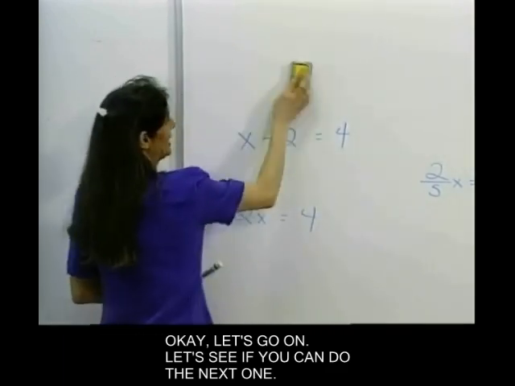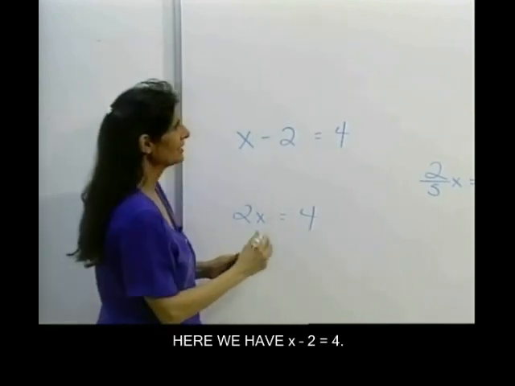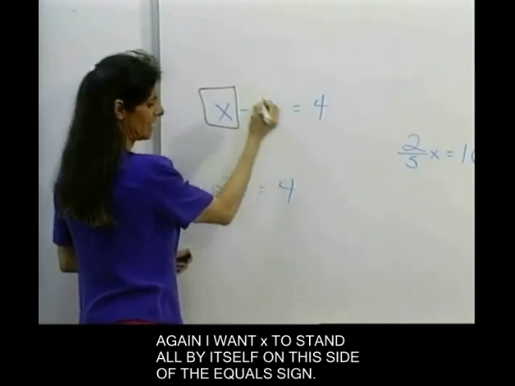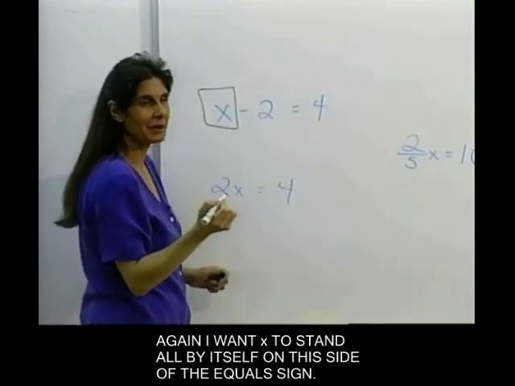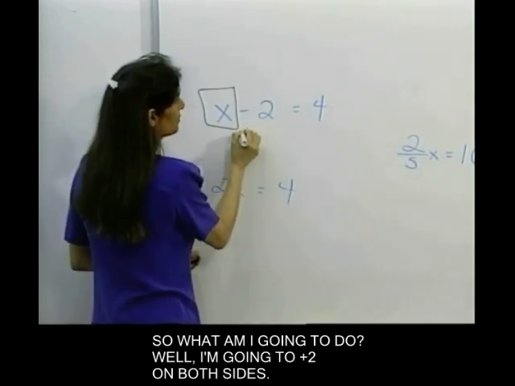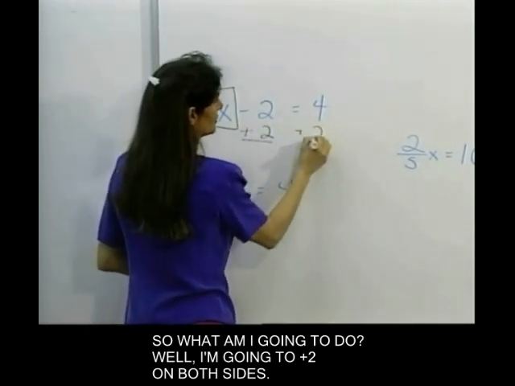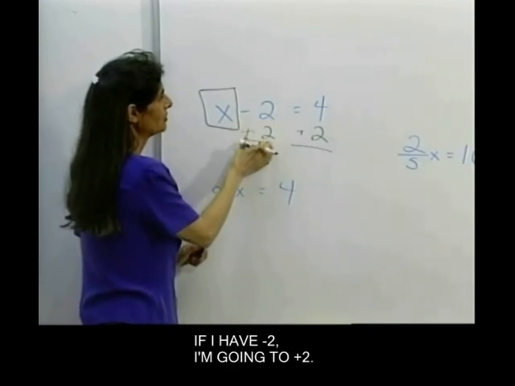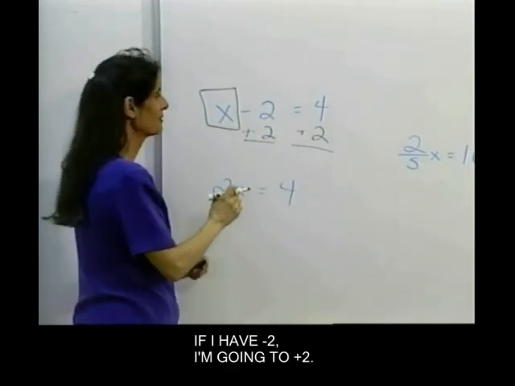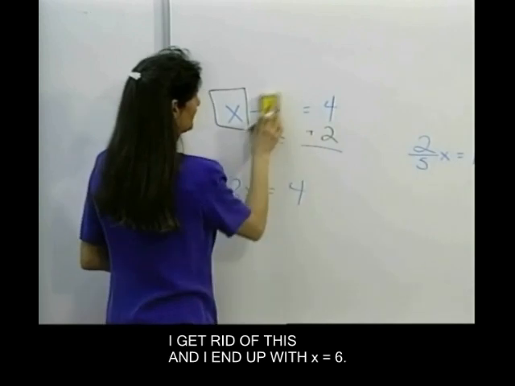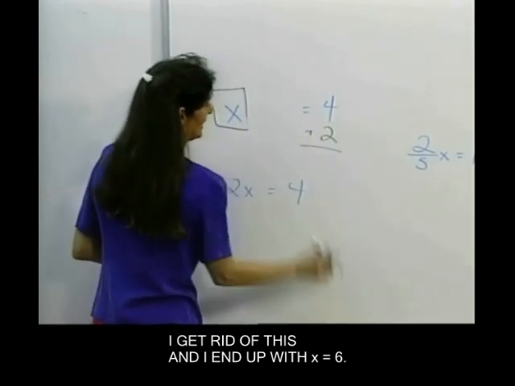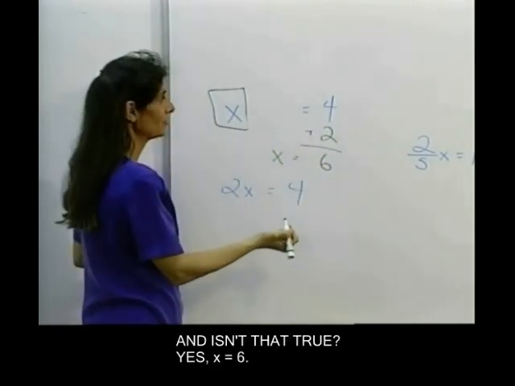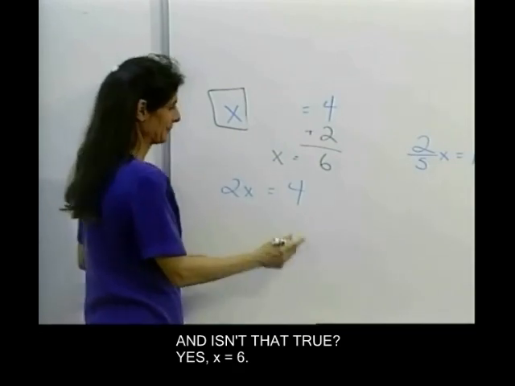Okay, let's go on. Let's see if you can do the next one. Here we have x - 2 = 4. Again, I want x to stand all by itself on this side of the equal sign. So what am I going to do? Well, I'm going to add 2 on both sides. Whatever I do to one side, I have to do to the other. If I have -2, I'm going to add 2. So here we go. I get rid of this, and I end up with x = 6. And isn't that true? Yes, x = 6.